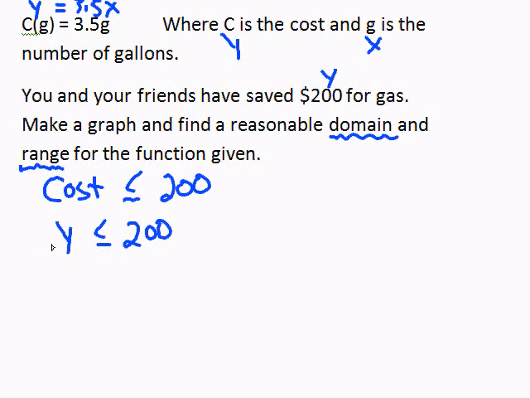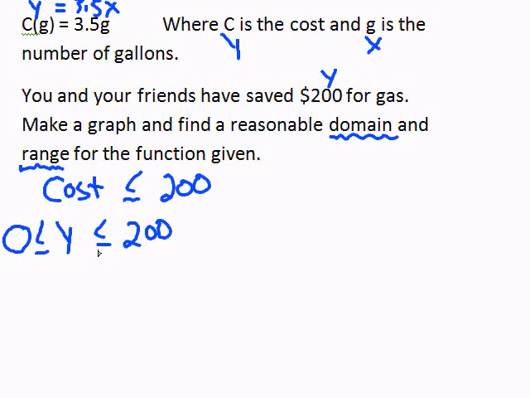Let's think about a lower range. Our upper end is 200. What's our lower end? Or is there a lower end? Can you spend negative money on gas? Well, the answer is no, so we know that it has to be bigger than or equal to 0. So our y values go from $0 all the way up to $200, which is how much we have to spend.